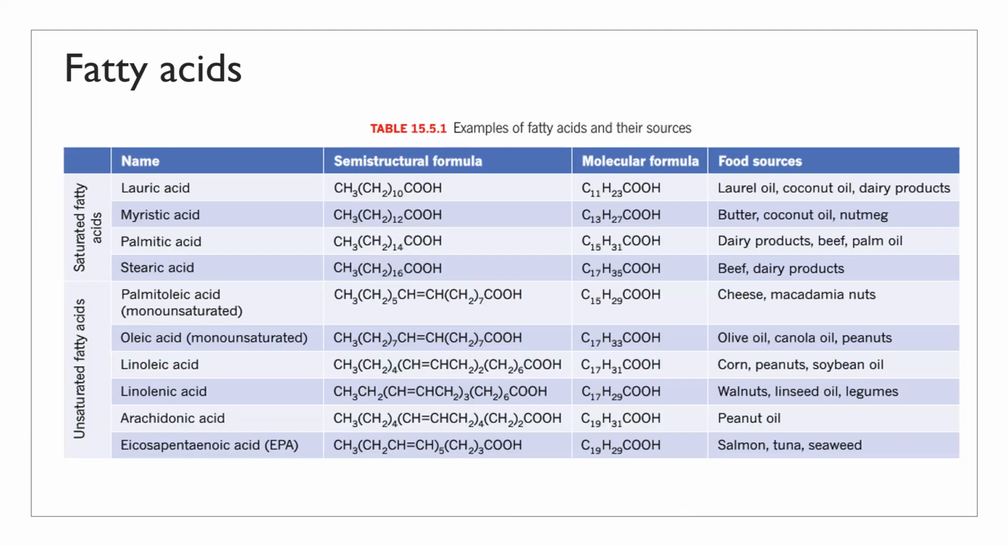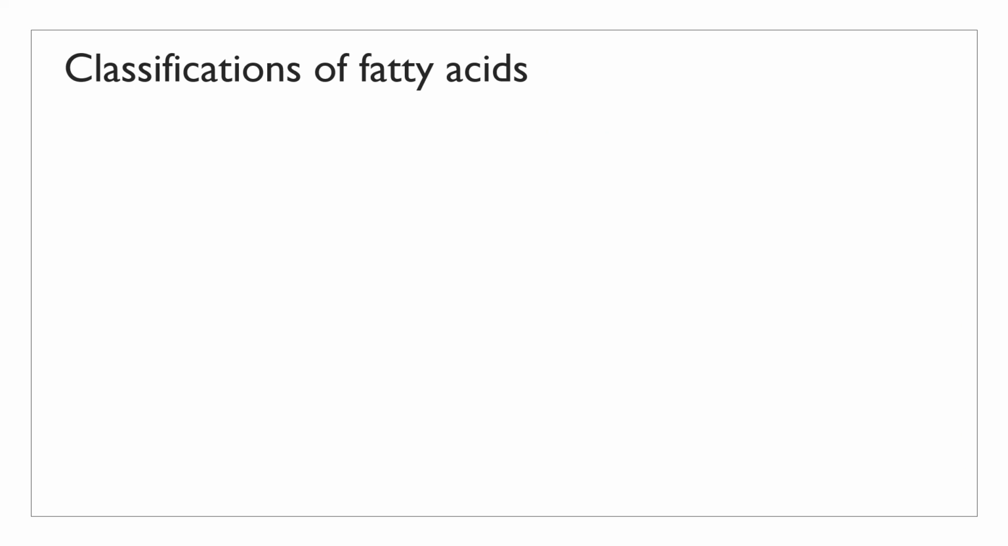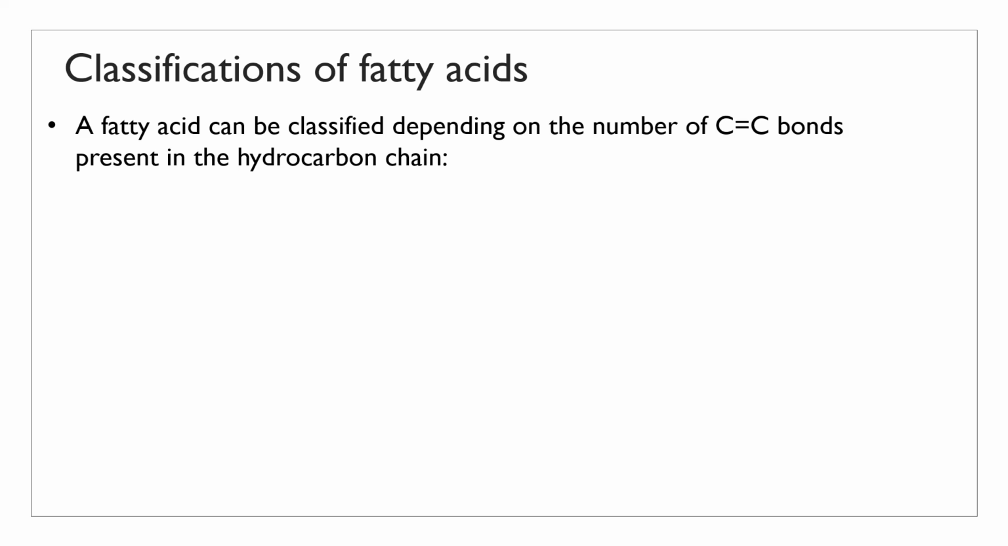All right, so this is a list of some common fatty acids, and you can see that you can get fatty acids from a range of sources, both plant-based and animal-based. And you get a few in your data book, but I thought I'd just show you where they came from anyway. So there are a few ways to classify fatty acids. We're going to look at the first one now. The first method of classification of a fatty acid is to look at it depending on the number of carbon-carbon double bonds present in the hydrocarbon chain.